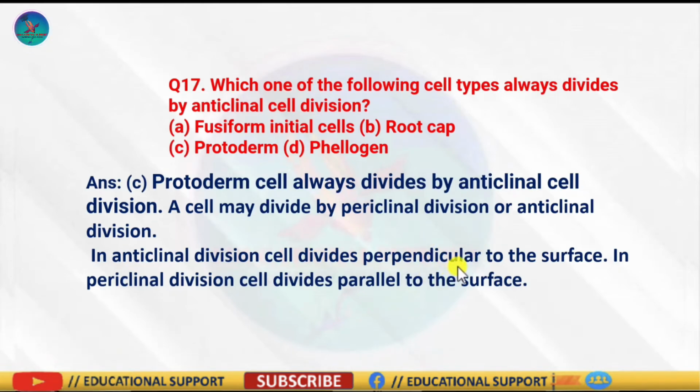In periclinal division, the cell divides parallel to the surface and it increases the number of cells as well as the number of layers or rows. So protoderm basically forms epidermis as a result of anticlinal cell division, and in certain xerophytic plants, periclinal division gives rise to the multiseriate epidermis. So hence the correct option is C.